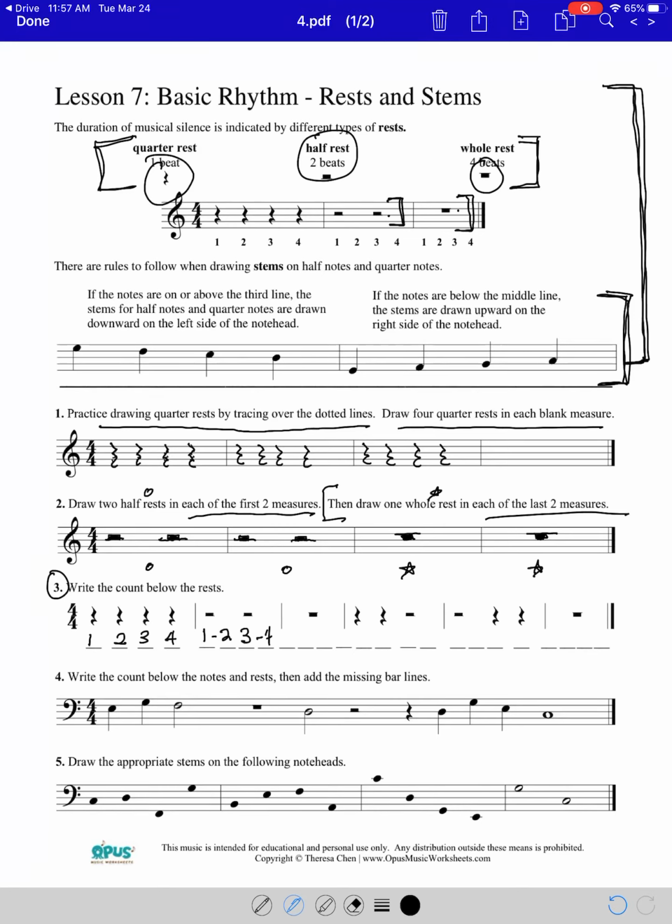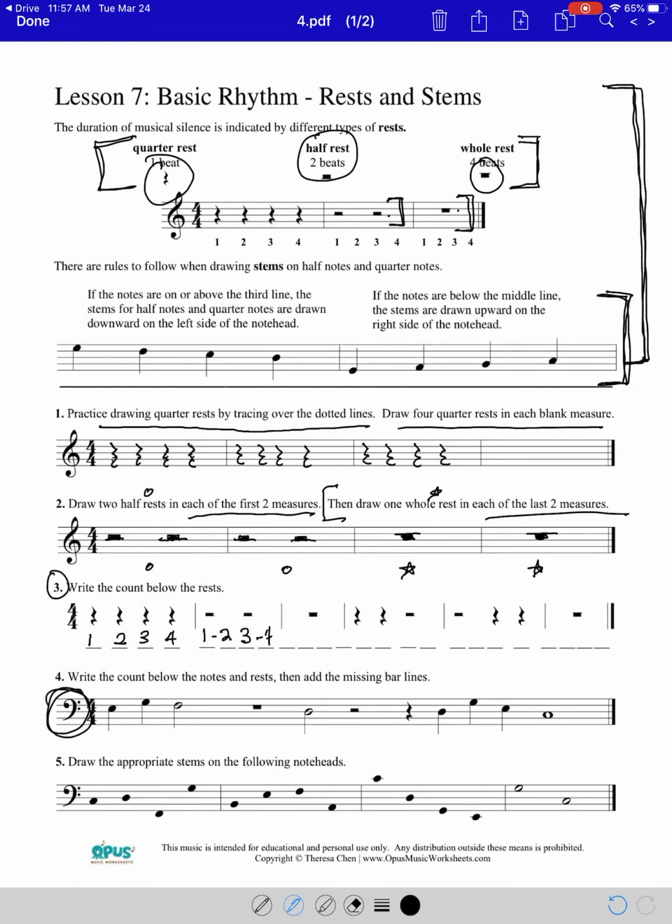So you can fill in the rest of number 3. Again, reference the chart up here. This is a great chart. You should be referencing it all the time. Make sure you're always looking back up to that chart. Okay, next is very similar to number 3. Write the count below the notes like we were doing, and rest, and then add the missing bar lines.